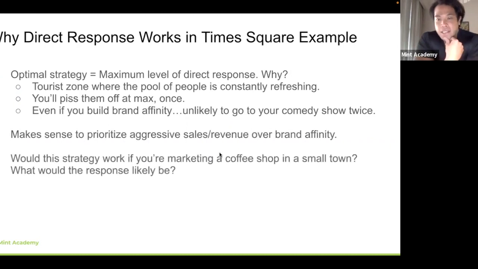Let's take another example. Instead of thinking about New York and Times Square, let's think about a small town and a coffee shop. If you were to try to employ the same sort of tactics, what would the response be? You'd probably get the middle finger, to be honest. Actually, you'd probably get that also for the example in Times Square. But in this case, the audience is not constantly changing. And so people would remember that you're the jerk who tried to get them to buy coffee, and they would stick around. So you'd probably burn out all of your goodwill.